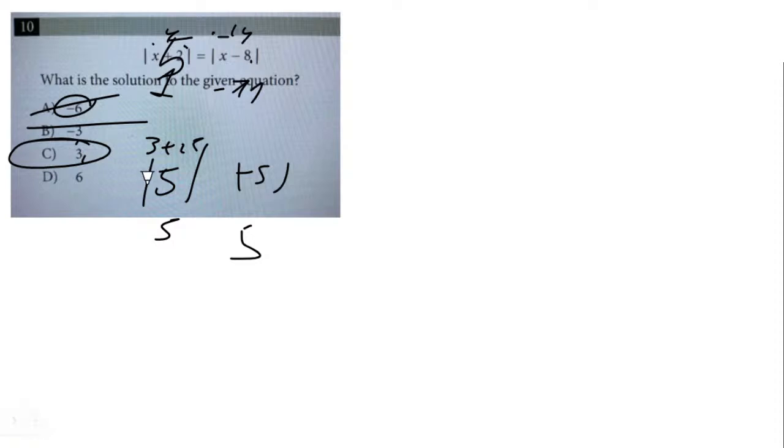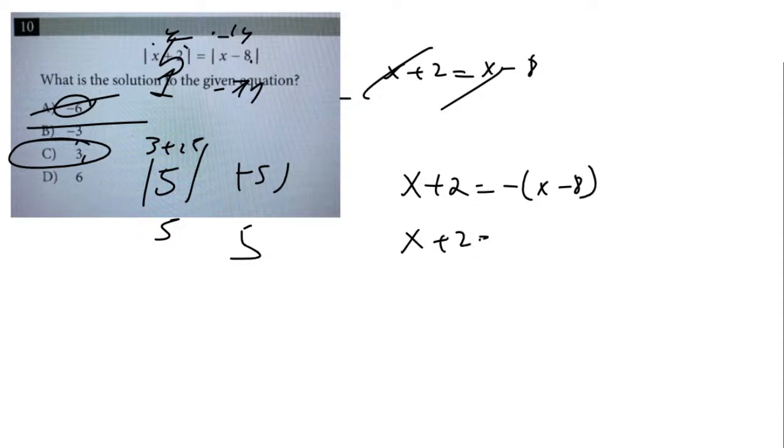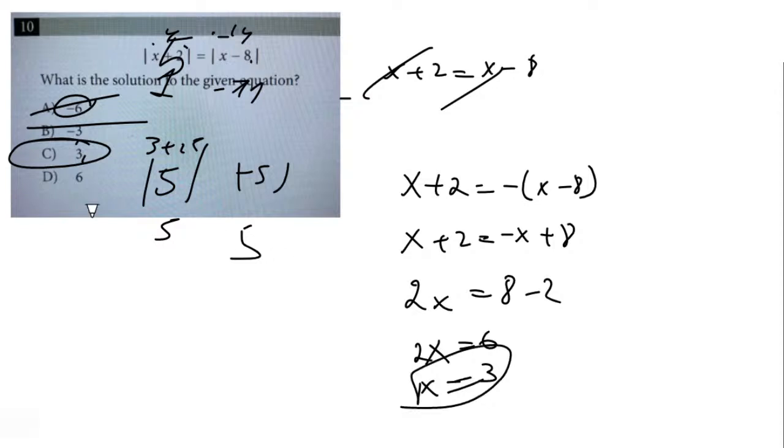So there is a way where you just put the equation as it is, and you get 2 plus x equals x minus 8, and you find no solutions here. Or you put 1 as a negative 1, and you get x plus 2 equals minus x plus 8, 2x equals 8 minus 2, 2x equals 6, x equals 3. So this is our answer, the proper way to solve the question.